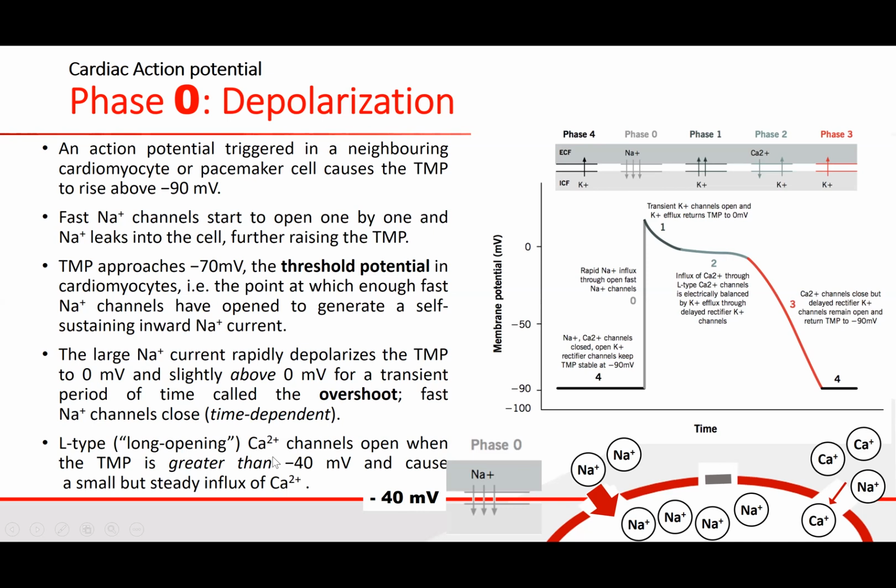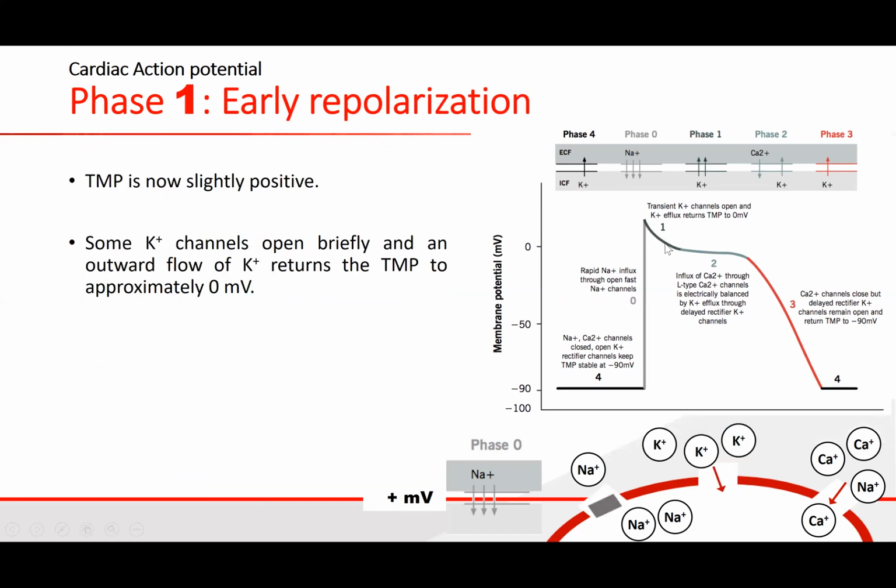At -40, the calcium channels have been triggered to open gradually and cause a small but steady influx of calcium into the cell. It shot to 0, even above 0, and then here comes the efflux of potassium out of the cell, which will briefly and onward return the transmembrane potential to approximately 0 again. And the calcium will continue to get into the cell in a steady way, responsible for generating the plateau phase of the action potential, which is phase 1, early repolarization. Now the cell has been depolarized, starting its early repolarization.